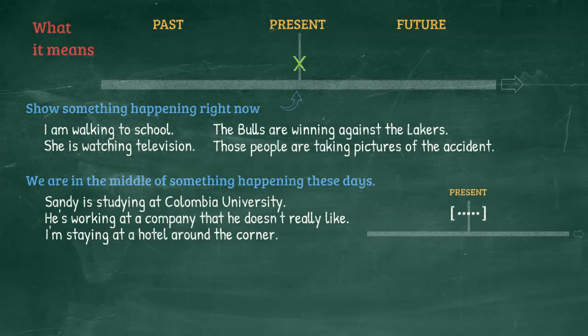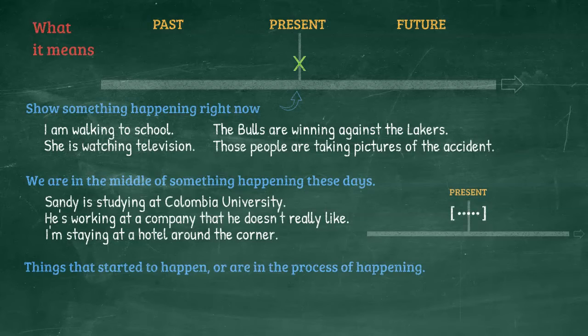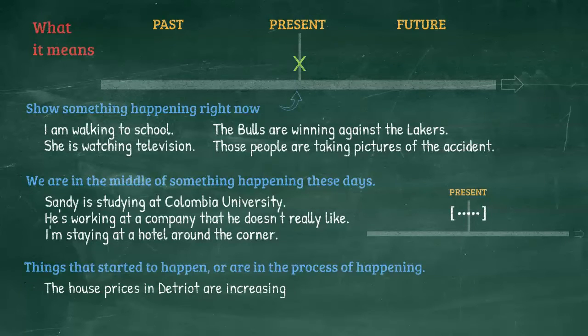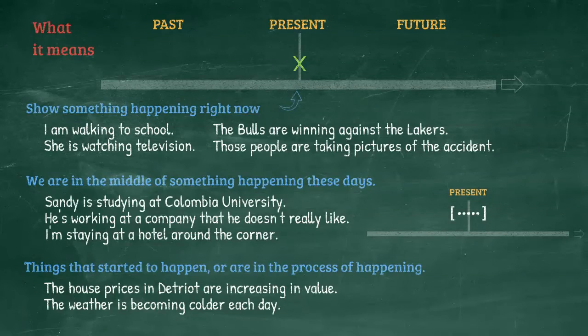And we also use the present progressive when talking about things that started to happen or are in the process of happening. For instance, we can say, the house prices in Detroit are increasing in value, or the weather is becoming colder each day.